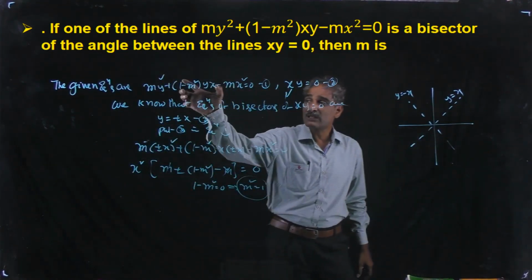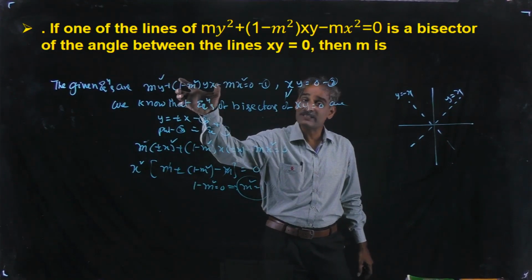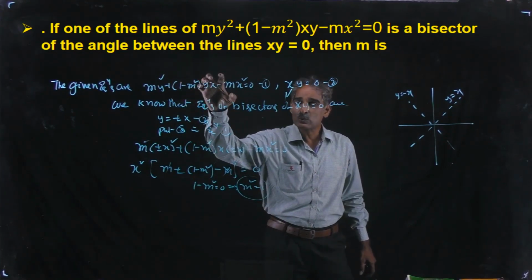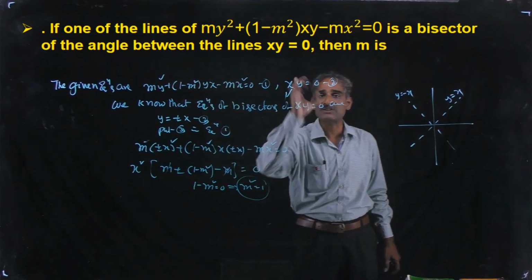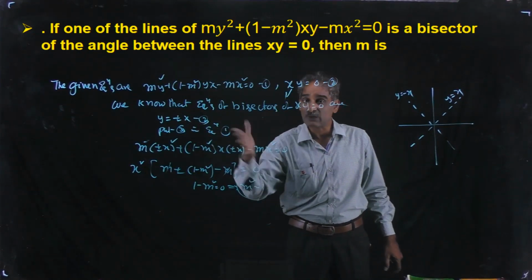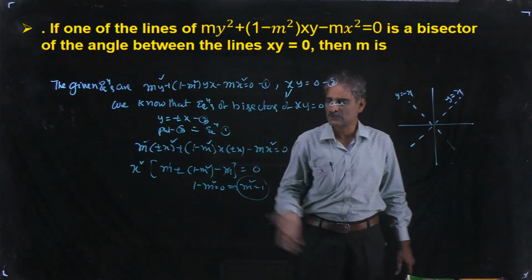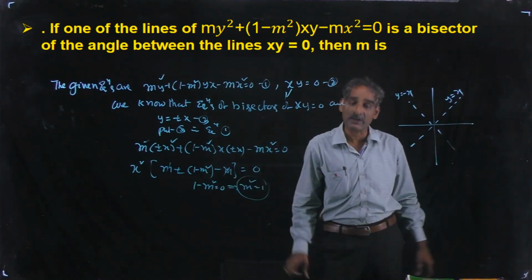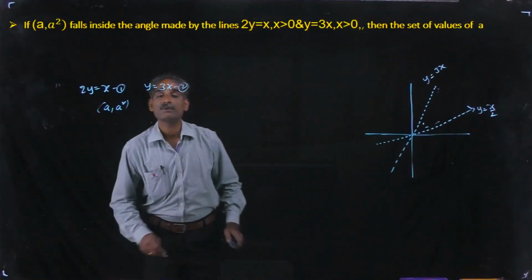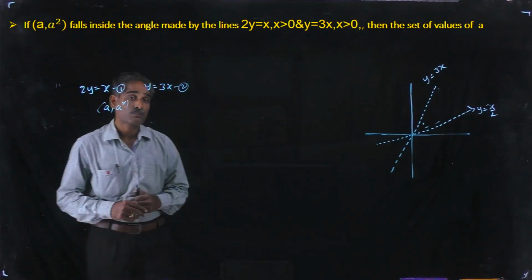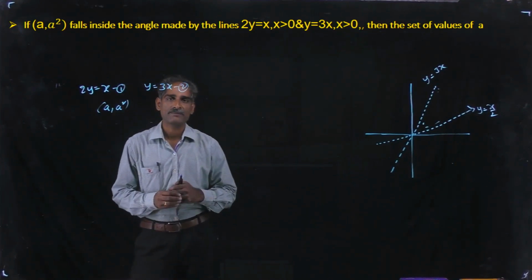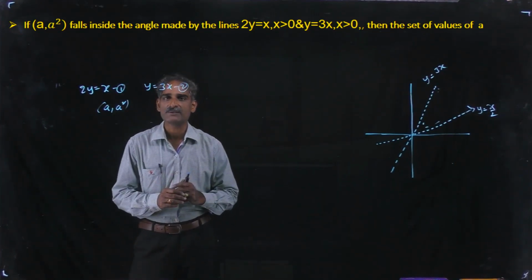This contains two lines passing through the origin. In those two lines, one is the angular bisector of this, that means either y equal to x or y equal to minus x. Put y equal to plus or minus x in the above equation. We will get the condition, that is m square equal to 1, m equal to plus or minus 1. See this problem? This type of problem is very, very important for JEE Mains.